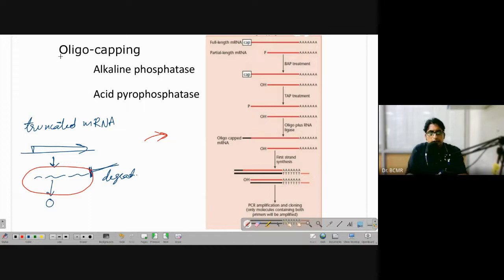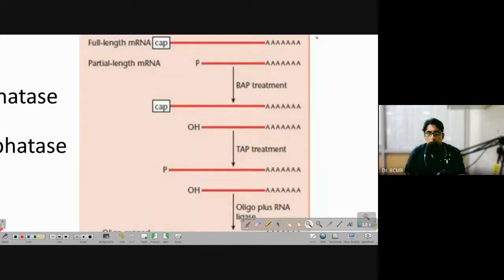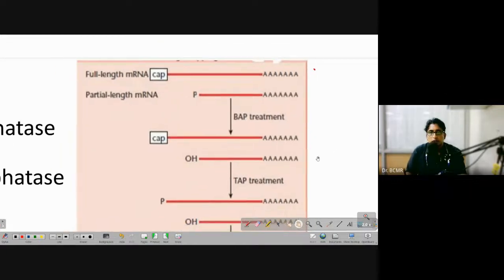So this protocol is called oligocapping. Let's go through it. Here are two mRNAs. The first one is full length. How do we distinguish what is full length and what is not? It is simple. On one side we would have poly A, on the other side we will have the G cap. That is full length. The partial length ones will miss either of them. Either they may miss the G cap or the poly A tail.